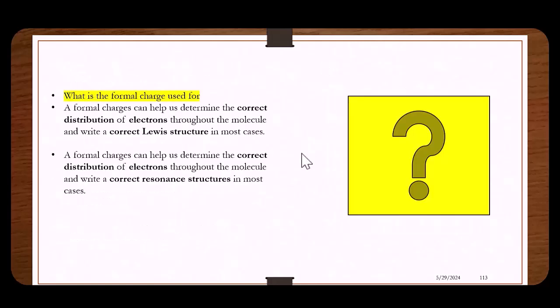So why is the formal charge so important and what do we use it for? We kind of went over this when we described how the formal charge worked. To get straight to the point, a formal charge can help us determine the correct distribution of electrons throughout the molecule and write a correct Lewis structure in most cases. We won't get into it in this video, but a formal charge can also help to write the correct resonance structure, which is a very important concept in chemistry.